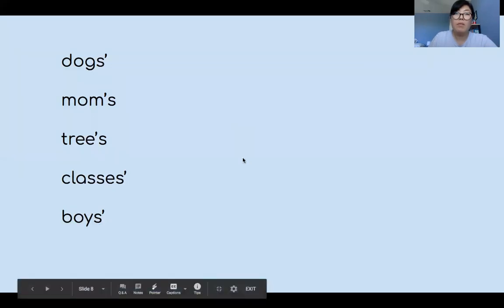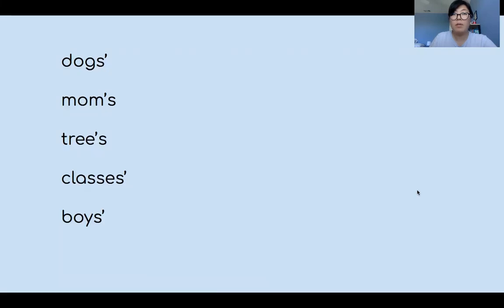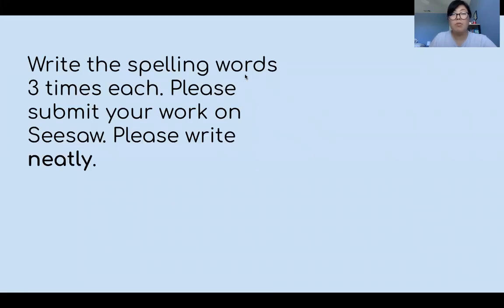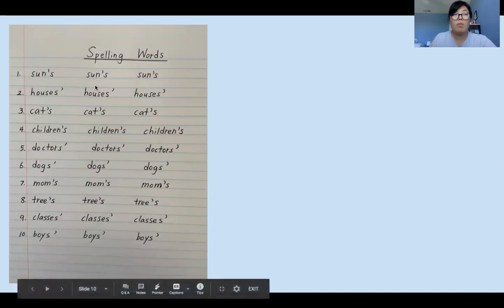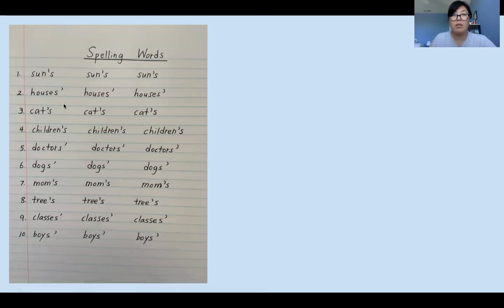Now that we have our 10 new spelling words and we're focusing on the concept of possessives, I want you to write the spelling words 3 times each. Please submit your work on Seesaw. Please write neatly. I gave you an example of mine. I wrote spelling words. I numbered it 1 through 10, and I wrote it 3 times neatly. I put a space between each word. I didn't forget to put the apostrophe or the s.